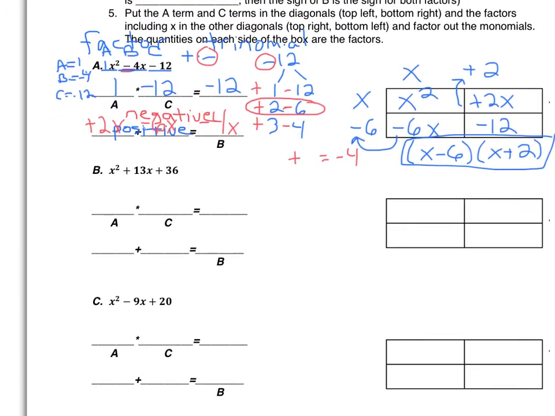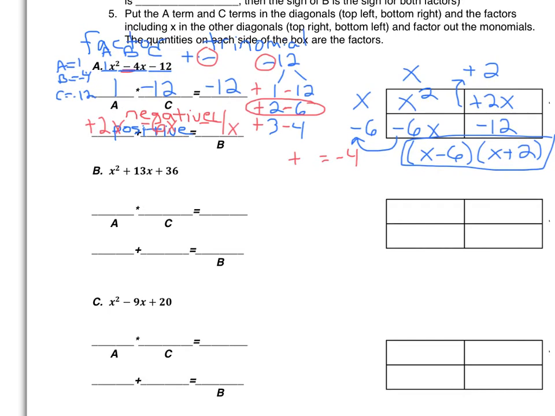Okay, in letter B, our a value is still 1, because that's in front of the x squared. Our b value is +13, because that's in front of the x. And our c value is 36. We're going to take a times c, and we get 36. And then our b value is +13. So we'll take 36 and find the factors. We have 1 and 36.